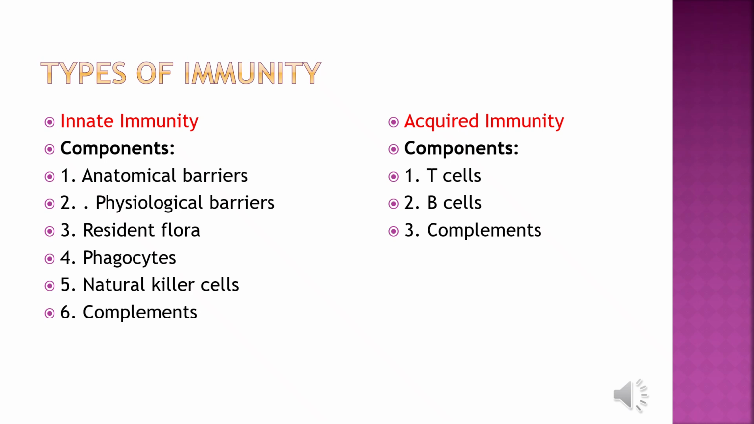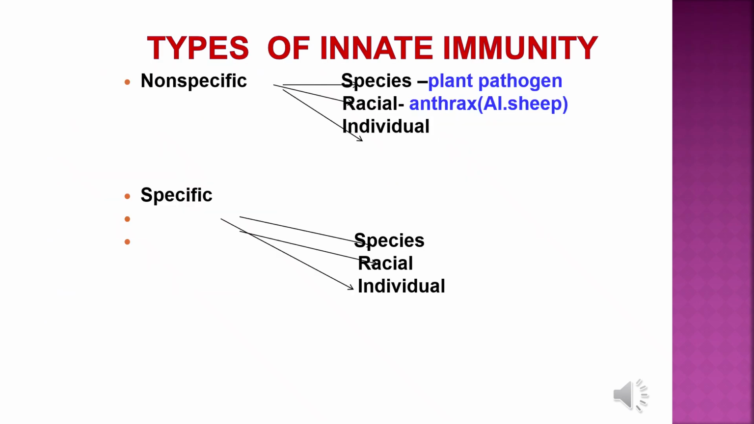So now, what are the components of innate immunity? This we'll see in detail. Anatomical barriers, physiological barriers, then resident flora, phagocytes, natural killer cells, and complements present in blood. And the components of acquired immunity are T cells, B cells, and complements. Types of immunity: innate immunity is non-specific, and then it is divided into species, racial, and individual. And again, specific immunity is divided into species, racial, and individual.